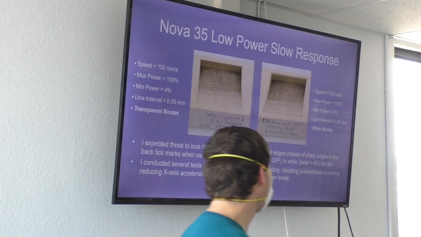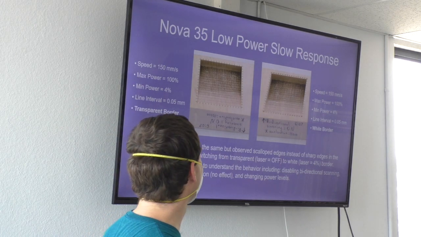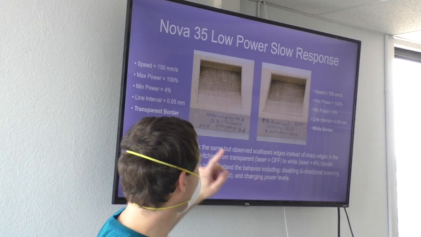The second one is what I would call scalloping. And the difference between these is a transparent versus white border.